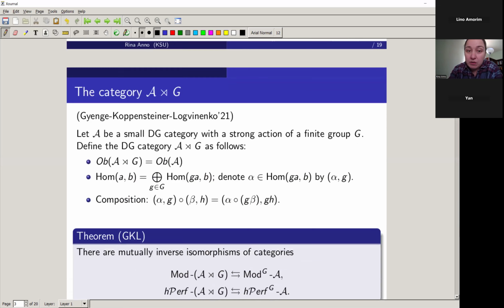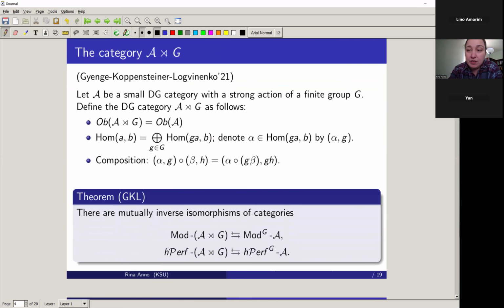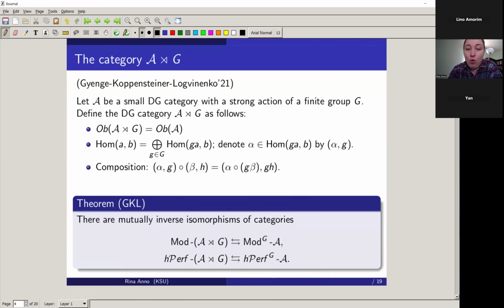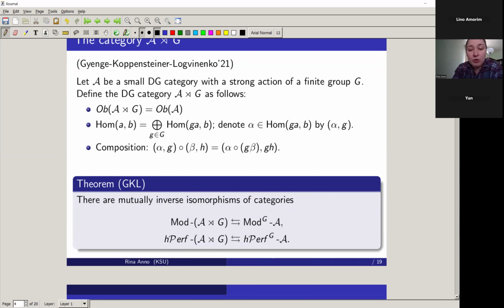So the first thing that is different in our approach is that instead of considering Sn-equivariant modules over the nth tensor power of a DG category T, which is a Kapranov-Ganter construction, we consider all modules over the category that was introduced by Genya Koppensteiner and Logvinenko in 21.